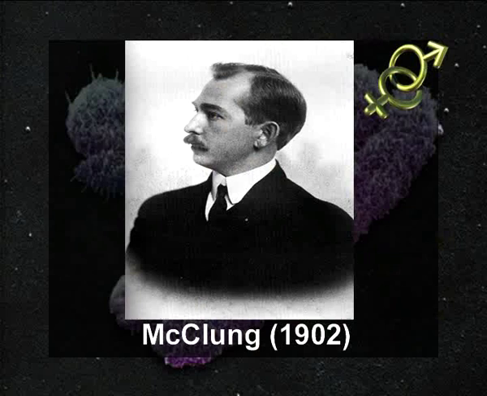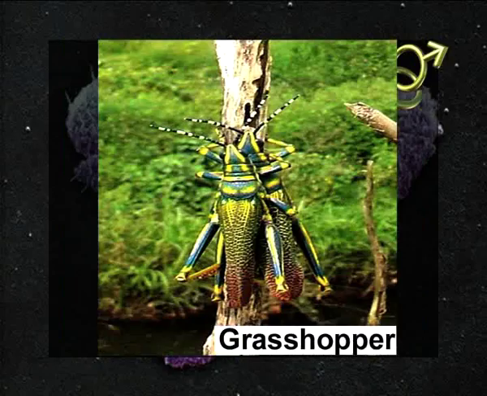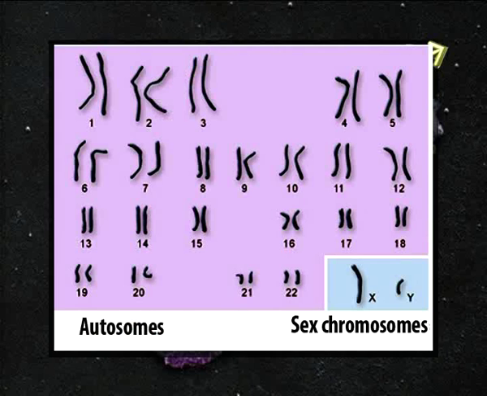The significance of X body was not immediately understood, but in 1902, an American geneticist, McClung, who had made extensive observations of gametogenesis in grasshopper, suggested that the X body was involved in some way with the determination of sex. He reported that somatic cells of the female grasshopper contained 24 chromosomes, while those of the male had only 23. He demonstrated that karyotype of a cell is composed not only of common chromosomes, but also of one or more special chromosomes that are distinguished from the autosomes by their morphological characteristics and behavior.